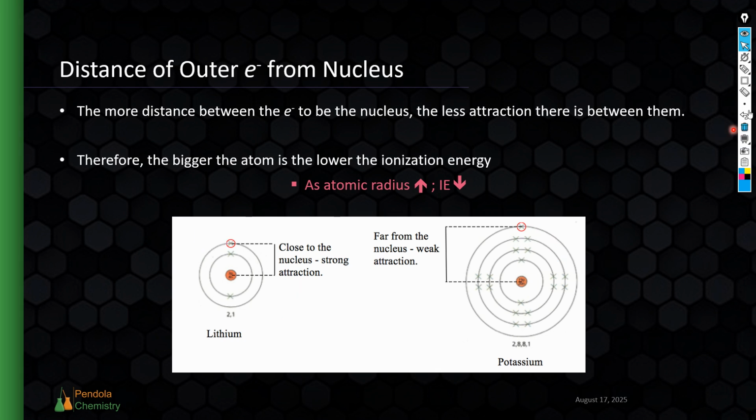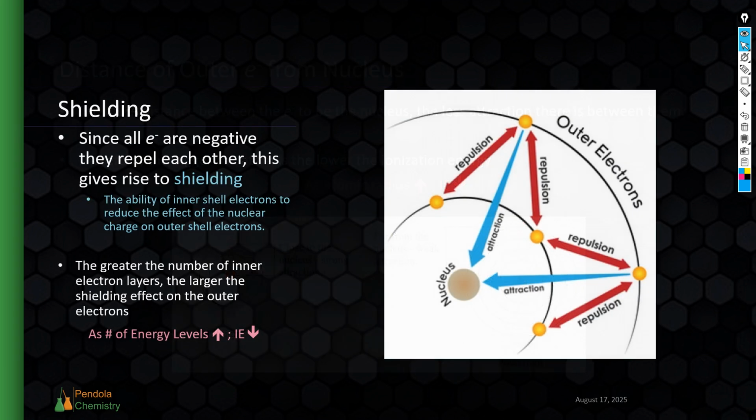And now let's look at the last of the 3 factors, which is shielding. And shielding is almost the weirdest one, I will say, because it's not something that we are used to thinking about. This is something that's very unique to chemistry. But essentially, since all electrons are negative, and that is just a fact, every single electron in an atom is negative, you have to realize they repel each other.